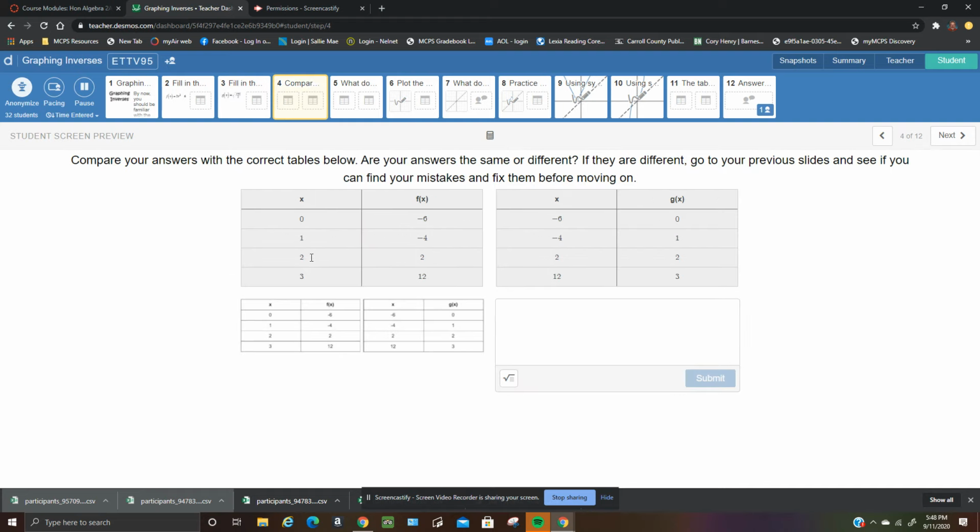And then slide 4, here are my answers. You're supposed to compare them to these down here, and they match up. So compare your answers. If they're different, go to the previous slide, see if you can find your mistakes and fix them before moving on. So my tables are correct.